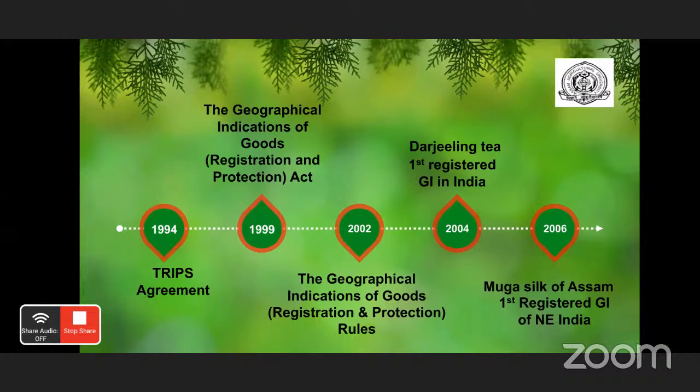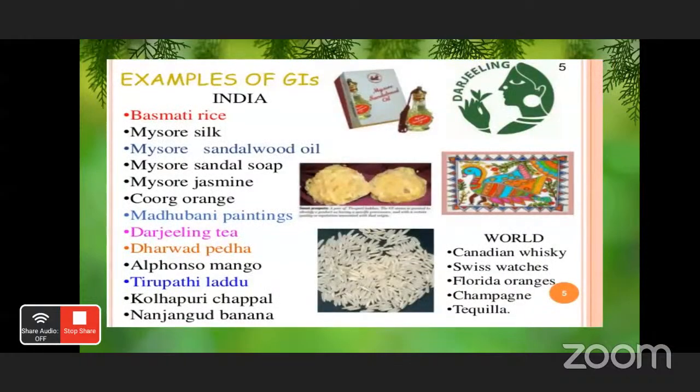And from Northeast India, Muga Silk of Assam, we know it's a very famous product. Muga Silk of Assam is the first registered GI of Northeast India. So this is the timeline. So till date, numerous products have been registered under this Geographical Indication of Goods Registration and Protection Act, which was enacted in the year 1999. So numerous goods have been registered under this act.